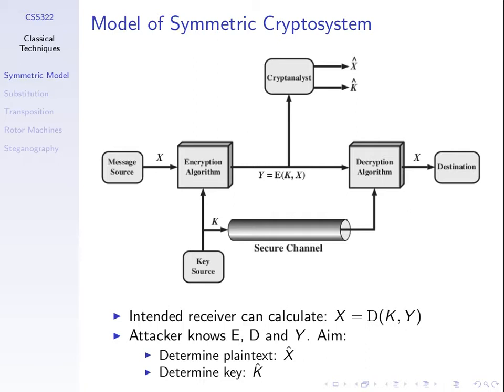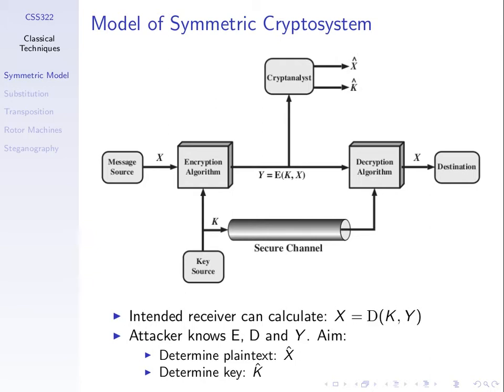This is almost the same system, but it also shows the attacker, formerly the cryptanalyst here. Using the same mathematical notation, with some slight variations: we have a message, or the thing that generates the message, some message source, X, the plain text, and an encryption algorithm. We have a key source, something that generates or calculates keys, and somehow the key is distributed to both the source and the receiver securely.